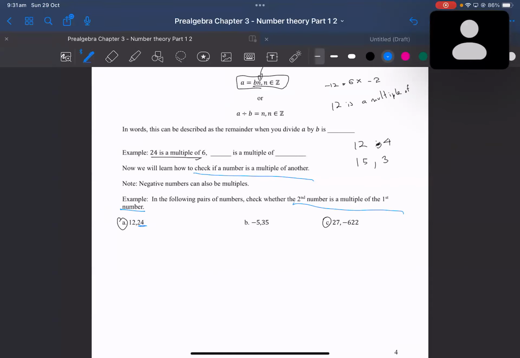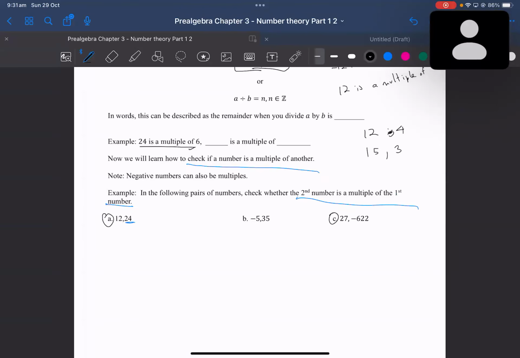So we're going to check if 24 is a multiple of 12. And that's 2. Yeah, that's true, right? Because 24 divided by 12 is 2 exactly, no remainder. 12, add another 12, 24. That's 2 twelves. So because it's 2 with no remainder, yes, 24 is a multiple of 12.